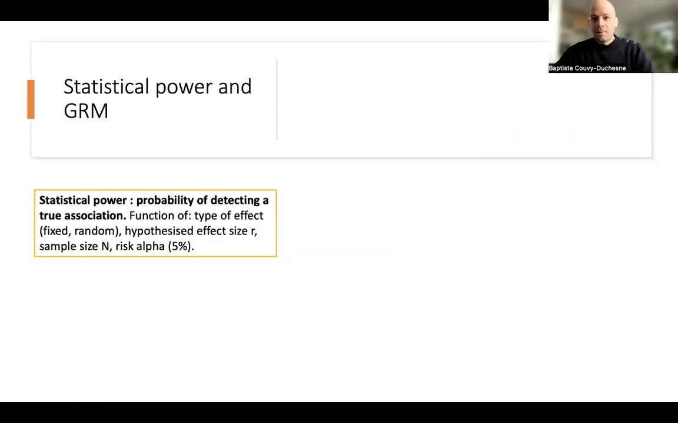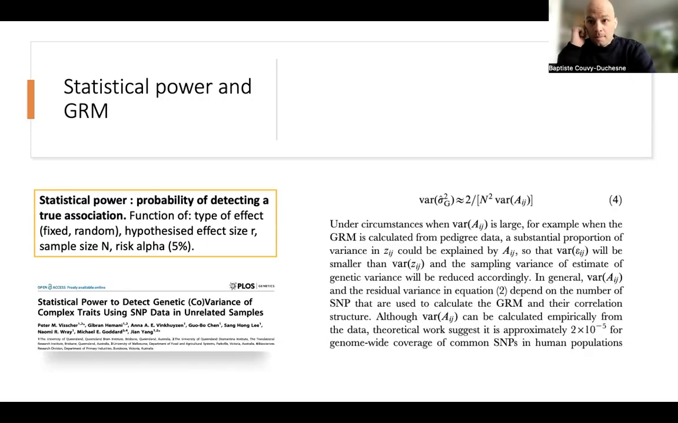All right, so you might be thinking, well, we haven't talked about statistical power yet. Well, here it is. Just a quick recap. So statistical power is the probability of detecting a true association. It's a function of the type of effect, fixed or random, the hypothesized effect size, the sample size, and the risk alpha, which is often fixed and assumed to be 5%.